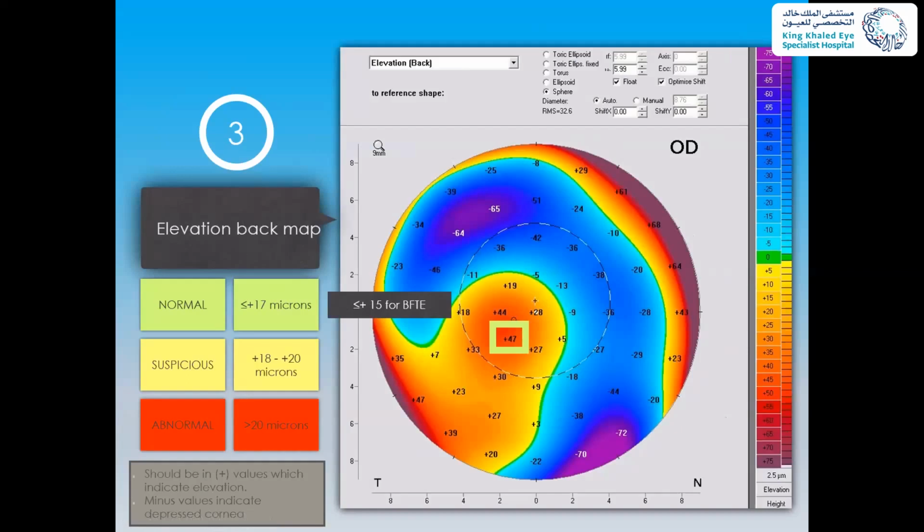If you're using toric ellipsoid, it is more sensitive, so we need lower numbers. For best sphere fit, for the back elevations, anything less than 17 is fine. Anything between 18 to 20 is suspicious. Anything more than 20 micron is abnormal. And this is for best sphere fit. For best fit toric ellipsoid, the number goes lower, and usually it is taken as 15, so less than 15 is normal.